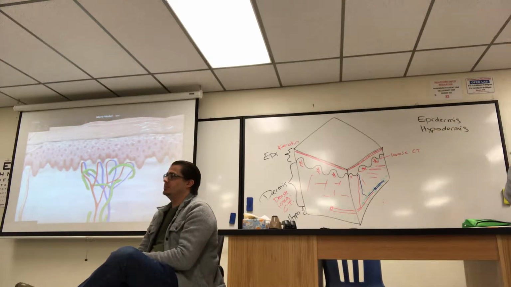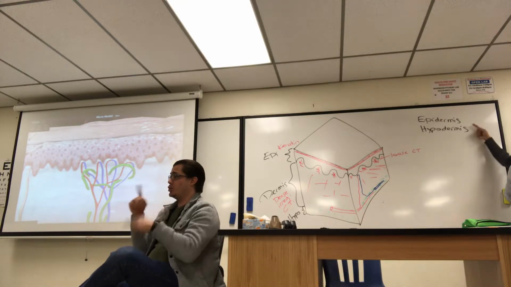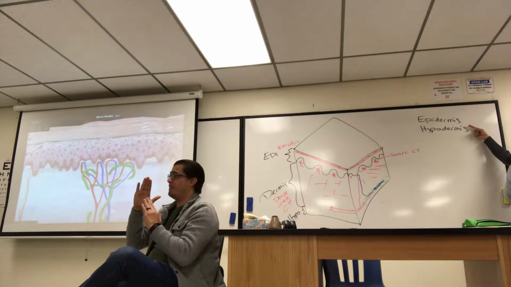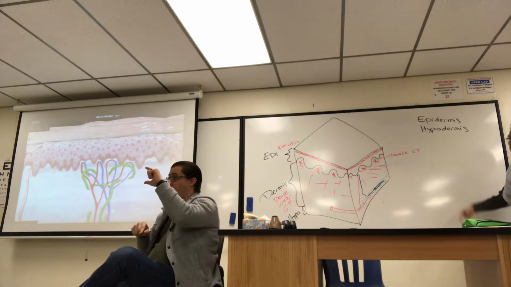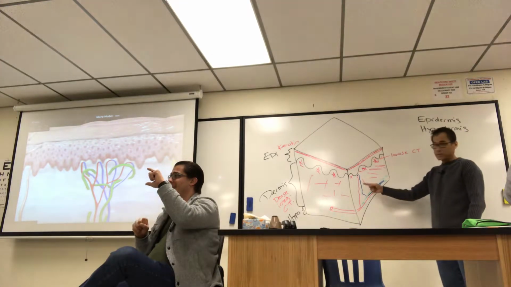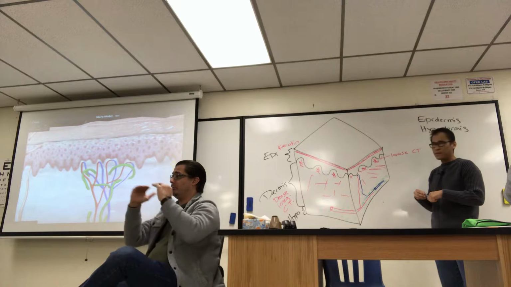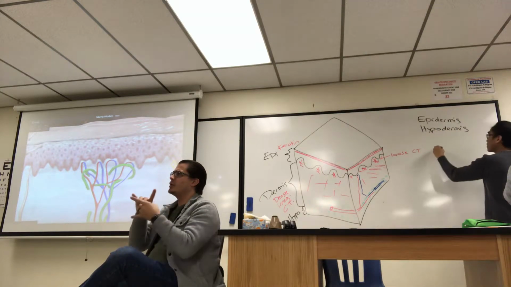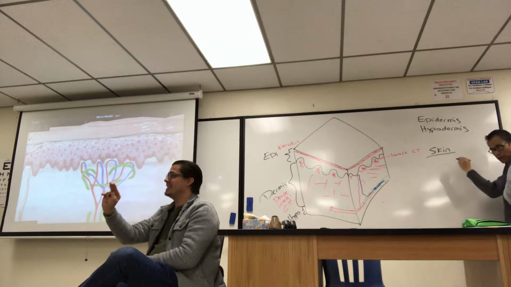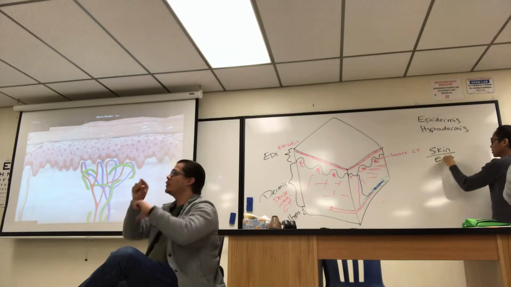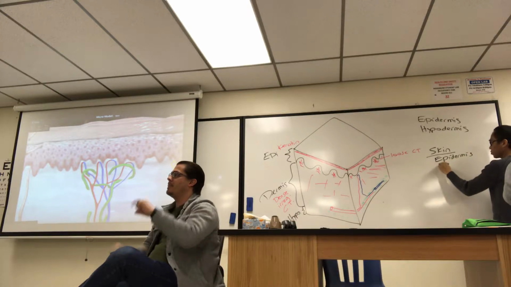So I've shown you 3 layers for the integumentary system. The top layer is the epidermis. The bottom layer is the hypodermis, and the middle layer is the dermis. So those are all 3 layers. And when we say the term skin, we're referring to the top 2 layers, epidermis, as well as dermis.